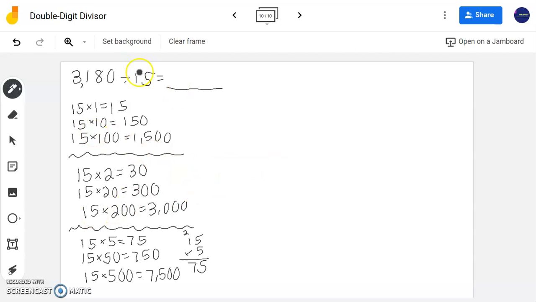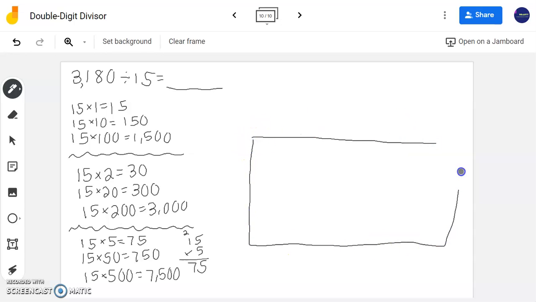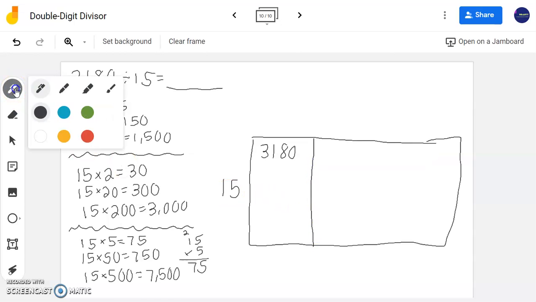So now, after I do this, which I do for every problem, I'm going to draw my rectangle. Now, this is how we're going to do an area model. Here's my rectangle. I'm going to put my divisor on the side. My dividend is going to go right underneath here in the corner of my rectangle. I'm going to draw a line here separating the two steps.